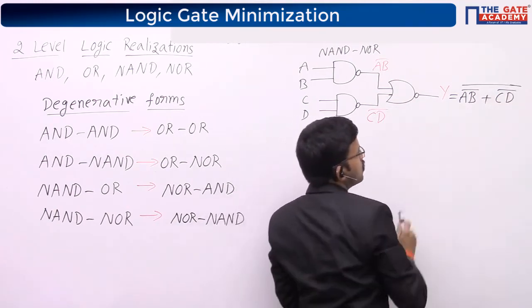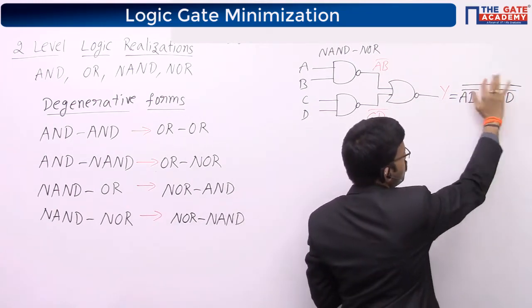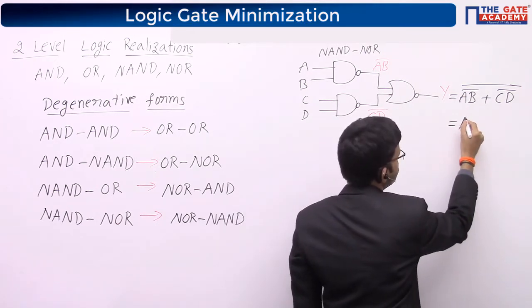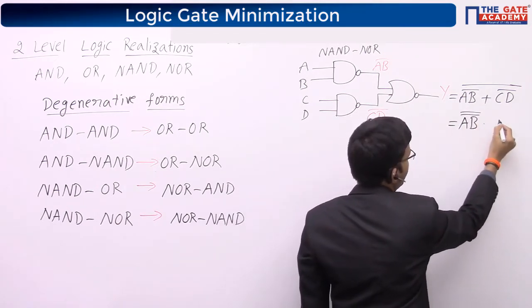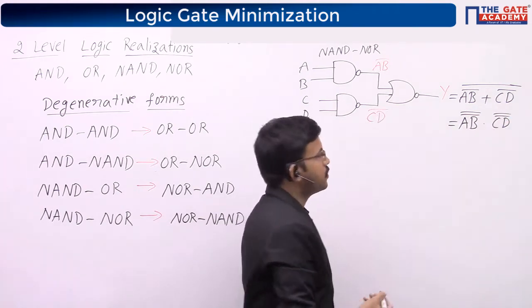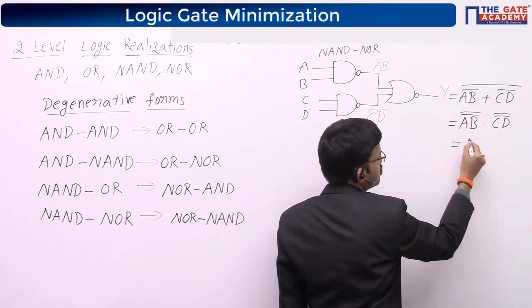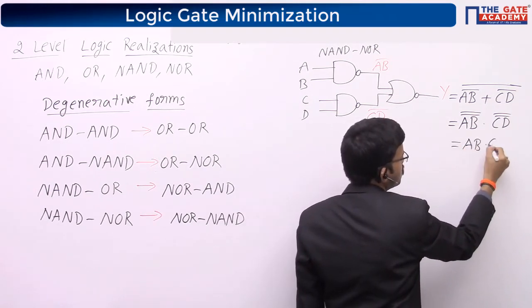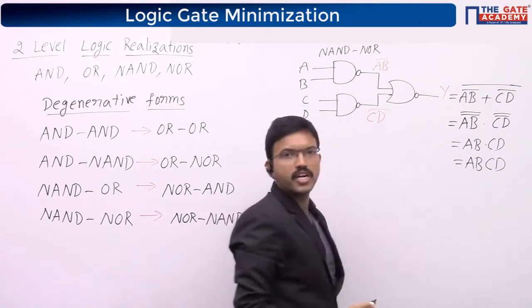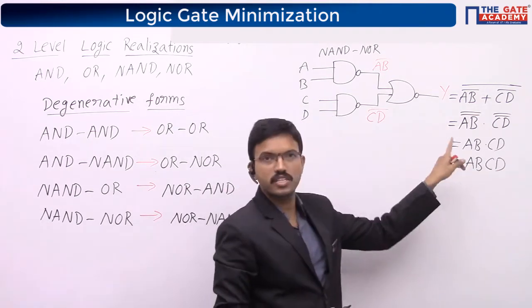Now see, x plus y whole bar is nothing but x bar and y bar. So here you will get AB bar whole bar and CD bar whole bar by using De Morgan's law. Here 2 times complement is there, so you will get AB, here CD. This one you can write as ABCD. That means by using a 4 input AND gate we can generate it. So that means this is degenerative.